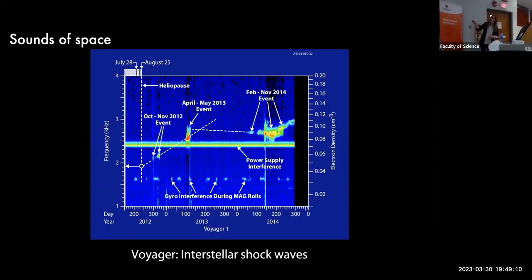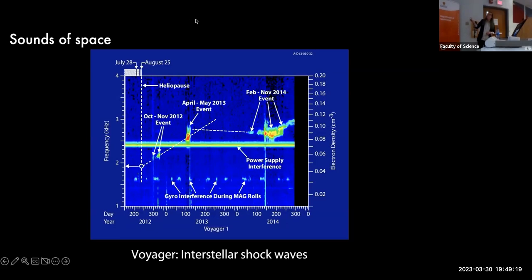So just to orient everything, this is the heliopause right here on this dashed line. So Voyager has left the heliosphere and everything to the right is out in interstellar space. And let's hear what these sound like.